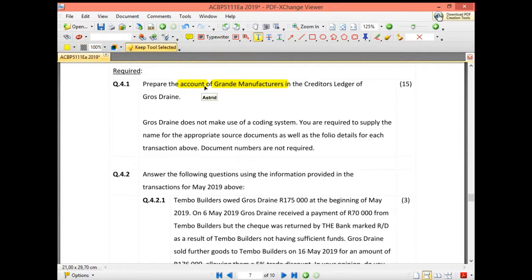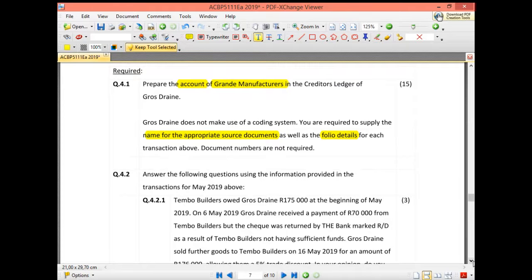Okay, then they also tell you they do not make use of the coding system. So that is where it's a 01, 02, 03 that's assigned to a specific transaction, which means you do not have to worry about it. And then they tell you are required to supply the name of the appropriate source documents. So you need to give the source document that is required as well as the folio details. Now, why they tell you that is because marks would normally be allocated to those. And then they tell you document numbers are not required. So they're not going to provide you with any document numbers. So that is 15 marks.